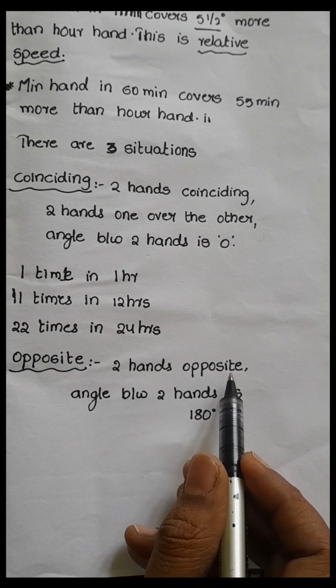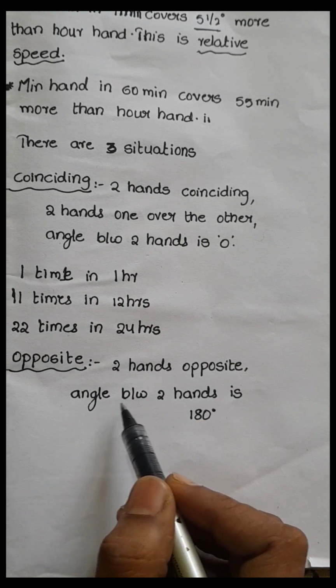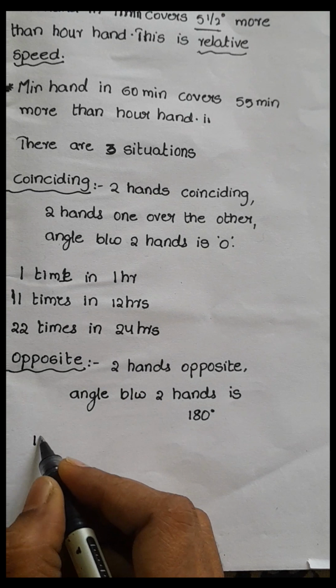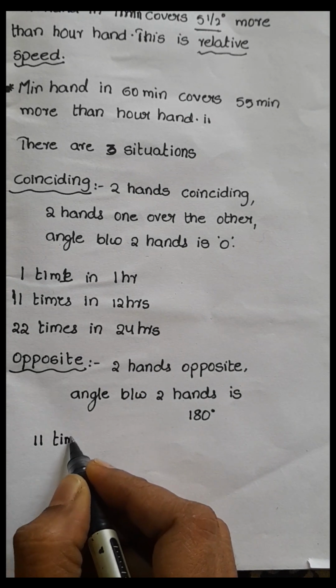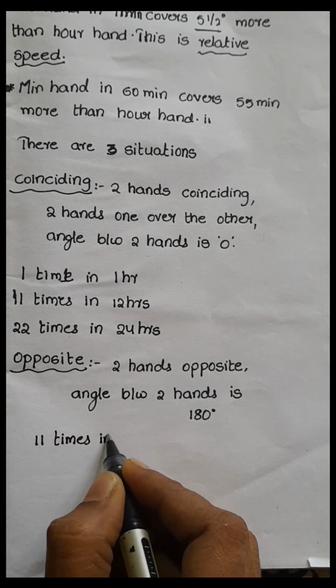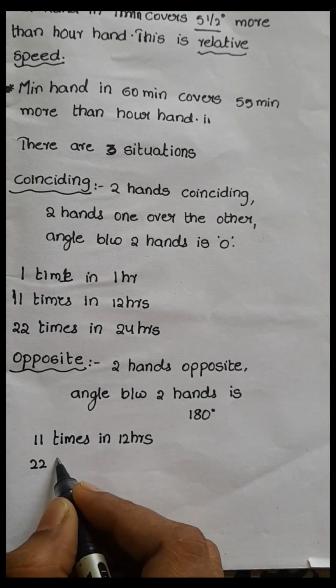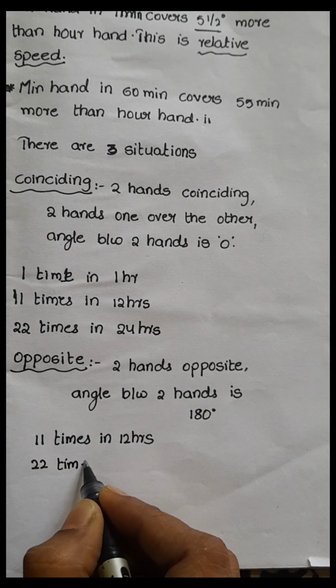Two hands are opposite to each other, or angle between the two hands is 180 degrees. Here 11 times in 12 hours and 22 times in 24 hours.